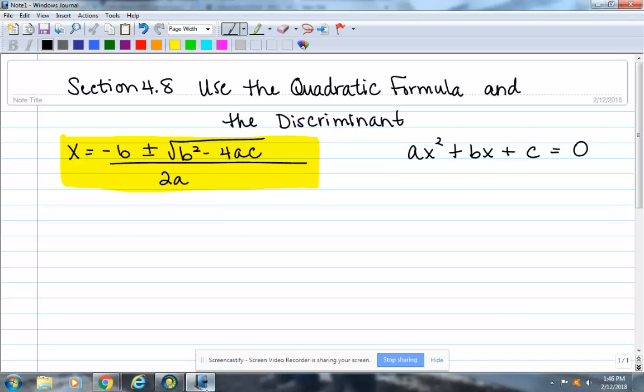And we can sing it. Here we go. X equals negative b plus or minus radical b squared minus 4ac divided by 2a. And now we're all YouTube famous.